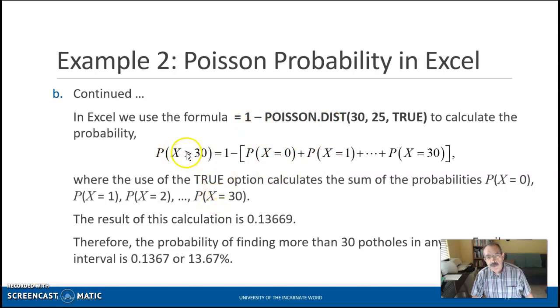If you enter that formula in Excel, you will get a result of 0.13669. By the way, if you look at the recording of calculating Poisson probabilities with Excel, I have a little section where I show how to enter this formula and obtain this value. All right, with this value obtained using Excel, we can say that the probability of finding more than 30 potholes in any 5-mile interval is 0.1367, or 13.67%.